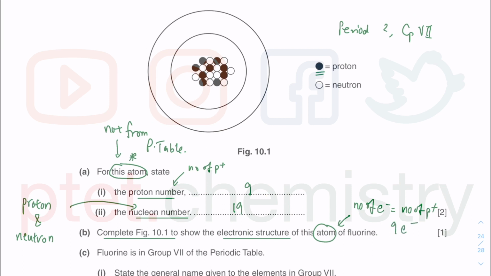How are you going to distribute it? It's going to be 2, 7. First shell, second shell, because it's in period 2. 7 valence electrons because it's group 7. 2 plus 7 gives you 9 electrons. So I'll use cross. And I have 7 electrons in my outer shell, the second shell.